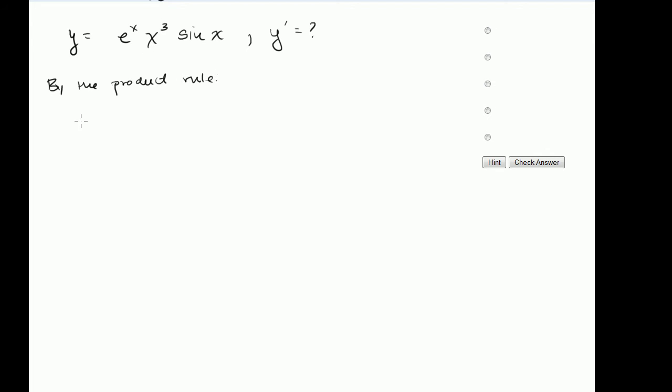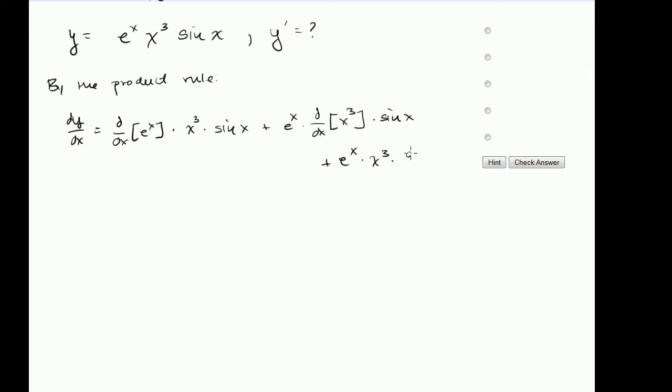But by the product rule, dy dx, or y prime, is equal to the derivative of e to the x times x to the third times sine of x, plus e to the x times the derivative of x to the third times sine of x, plus, hopefully we have enough space when we do it, e to the x times x to the third times the derivative of sine of x.